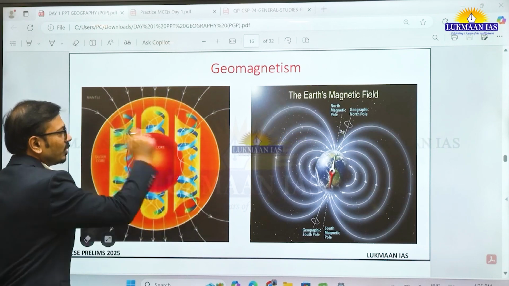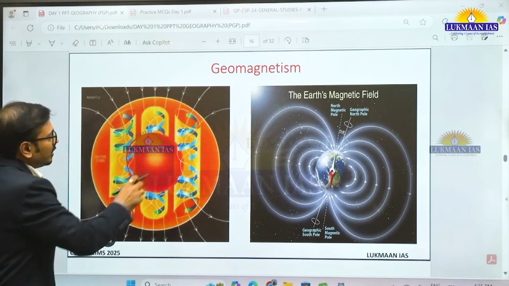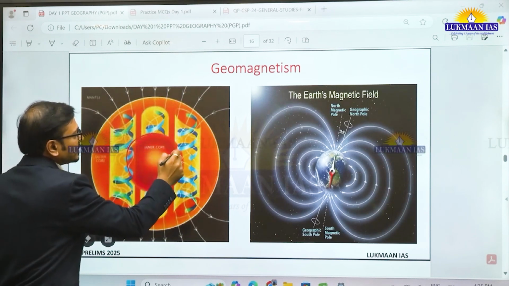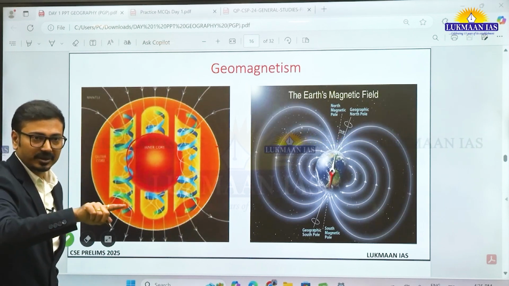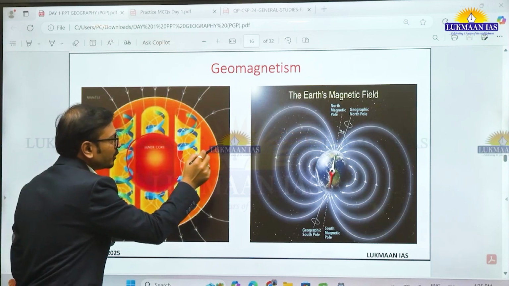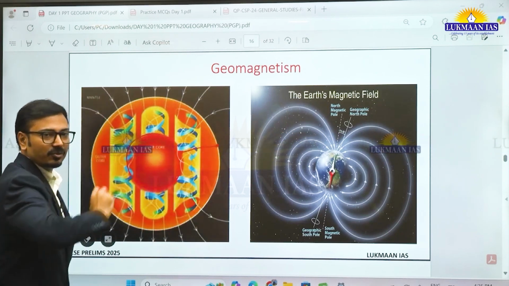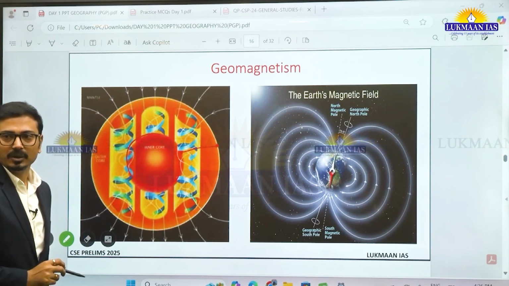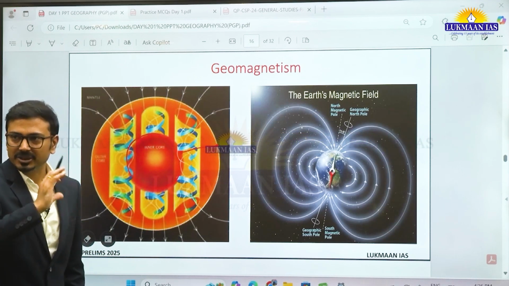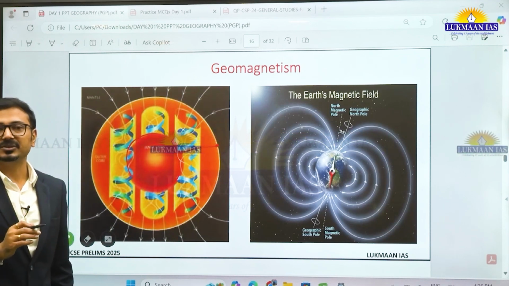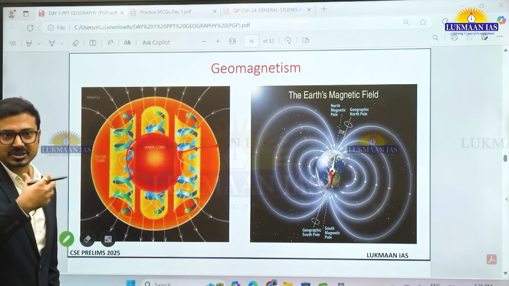Now the outer core is in liquid form and the iron particles in that liquid are moving from this boundary to this boundary because of thermal differences. Here there is more temperature compared to this. Because of that, thermal convection currents are formed within this outer core. Now when these iron particles are moving in that thermal convection current in the outer core, they start carrying the charge with them.